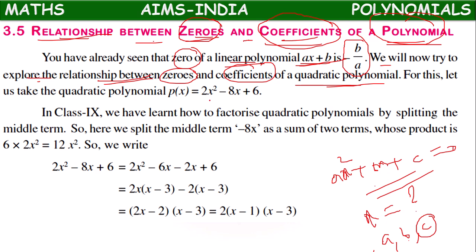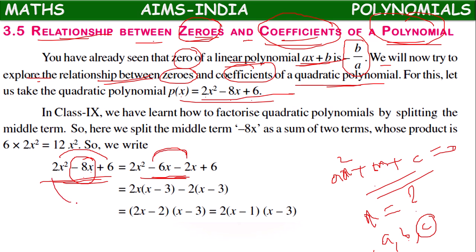Let us take one quadratic polynomial, p of x equal to 2x square minus 8x plus 6. How to factorize this? 2 into 6 is 12. The middle term minus 8x is to be divided into two terms such that the sum is equal to the middle term and the product is equal to the product of a and c. So minus 6 minus 2 is minus 8x, so minus 8x is split as minus 6x minus 2x, and minus into minus plus 6 into 2 is 12.